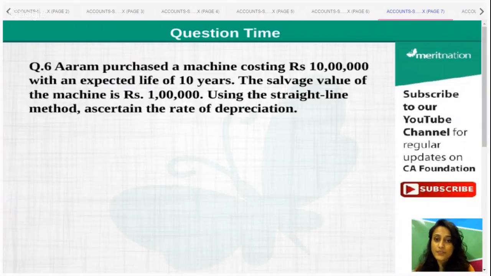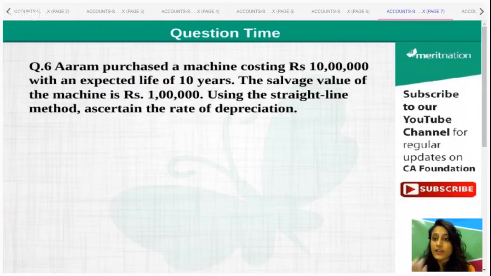The salvage value of the machine is 1 lakh. Using the straight line method, ascertain the rate of depreciation. Now, be very careful. They've not asked you for the annual depreciation. They've asked you for the rate of depreciation. Again, do not give me the amount as the answer. You have to give me the percentage as the answer. 10%. Absolutely correct.